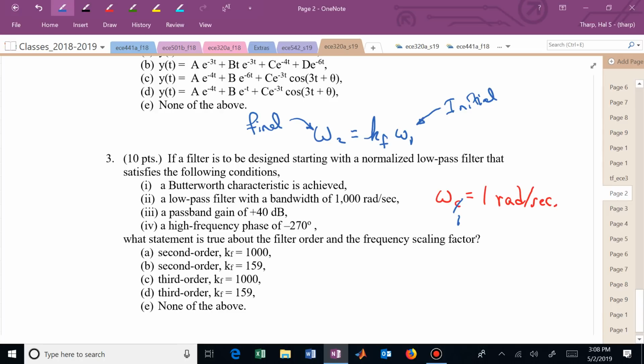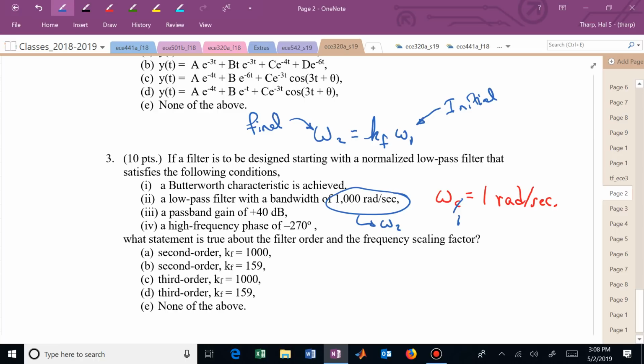We know that the nominal frequency, the normalized, is 1 radian per second. We're told that we actually want a low-pass filter with a bandwidth of 1,000 radians per second. That's now omega sub 2. And I could give this to you in Fs, in hertz, so you need to pay attention. But now our omega sub 1 is in radians per second. Omega sub 2 actually has the same units.